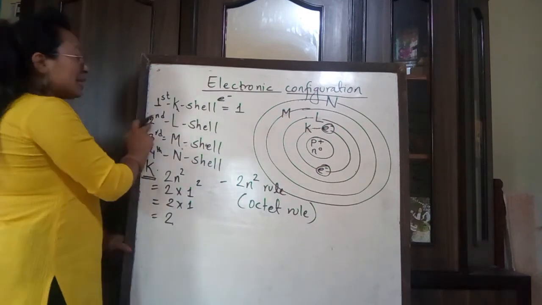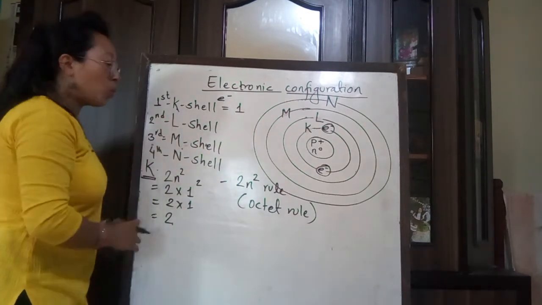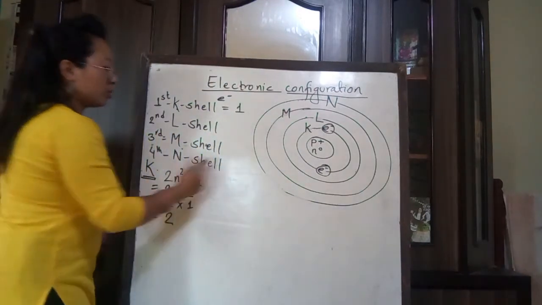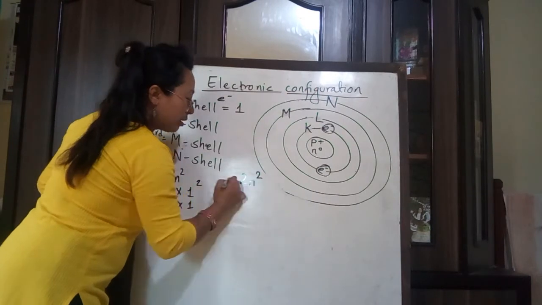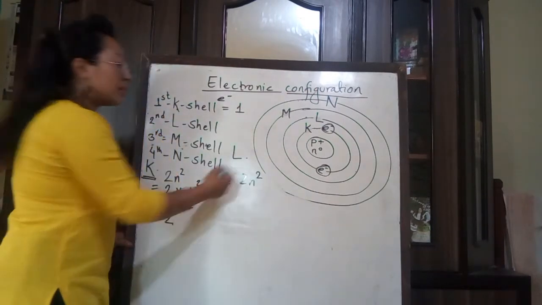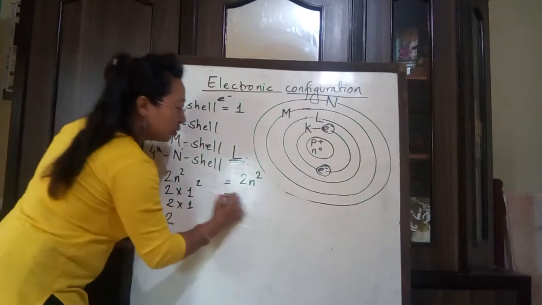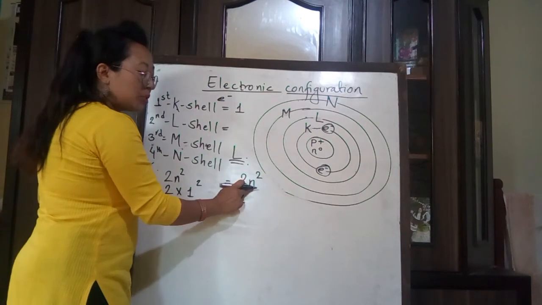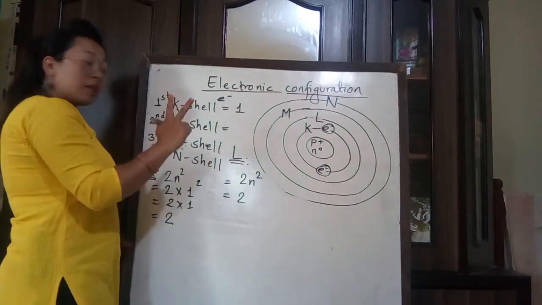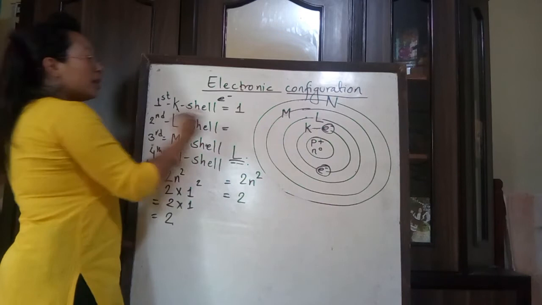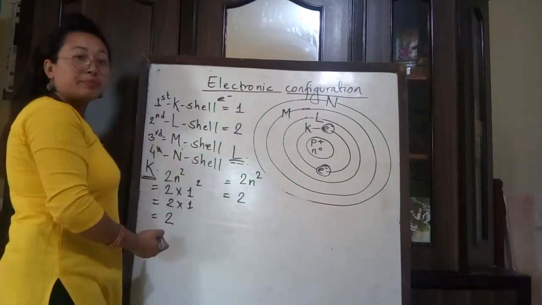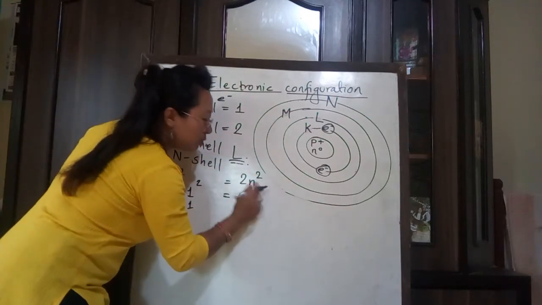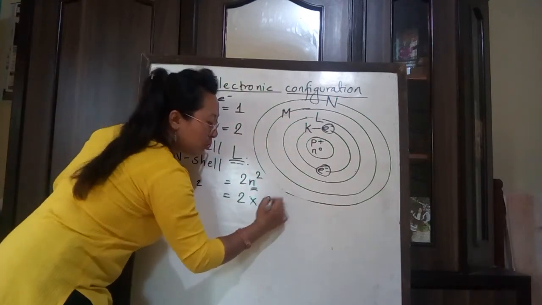Similarly for the L cell, how many electrons can it hold? For that also we can use this octet rule, 2n square. Now we are doing it for the L cell. For that, we have to substitute n with the number of cell. L lies in the second position, that means cell number 2. So here 2 into, instead of n we write 2, and then square.